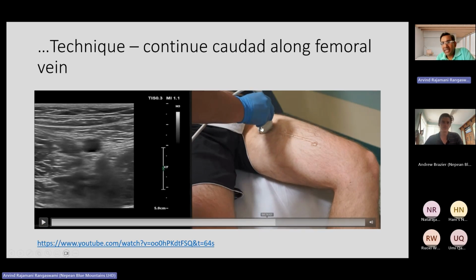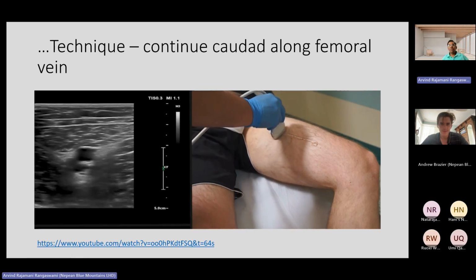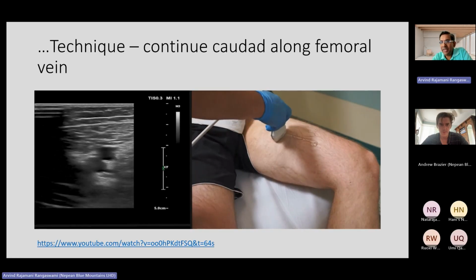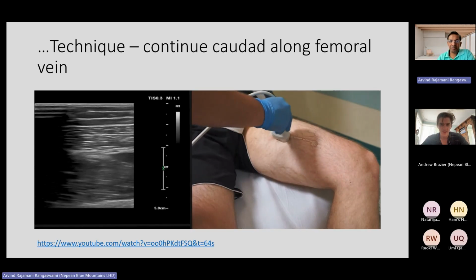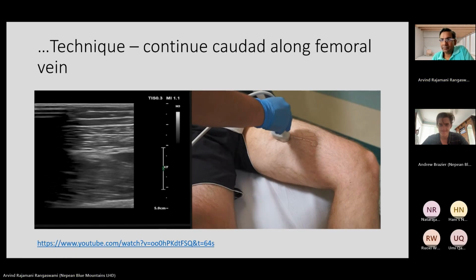So keep sliding, apply pressure, slide, apply pressure, and keep going. And what you will find is that as you're going inferiorly, so long as you are scanning, you are following the vein, the anatomy. You don't have to worry about where the vein is, whether it is in a straight line, etc. Any questions so far? No questions? Okay.